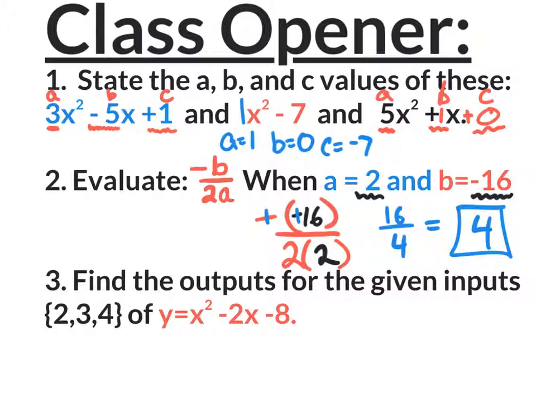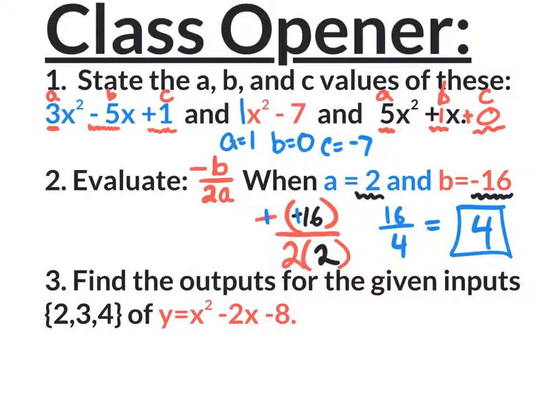Number 3, find the outputs for the given inputs. This is taking us way back when we would do input and output tables, XY tables, back when we would graph lines, back when we would take a function machine and plug in some numbers as the inputs and pull out some answers as the outputs. You guys remember that stuff? So it's the same thing here, but instead of y equals mx plus b, we have y equals a standard form quadratic trinomial, right? But it's still a function, it's still a machine, and we're still going to plug in inputs and find outputs.